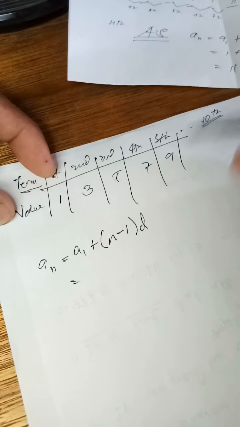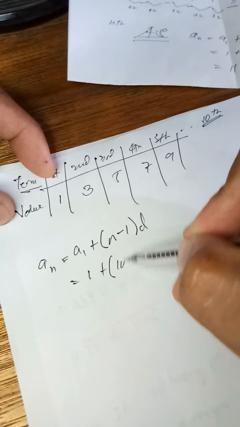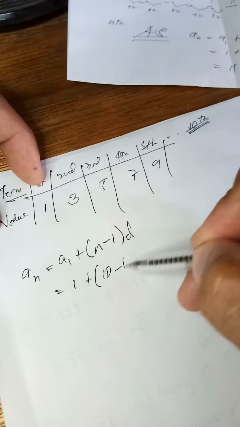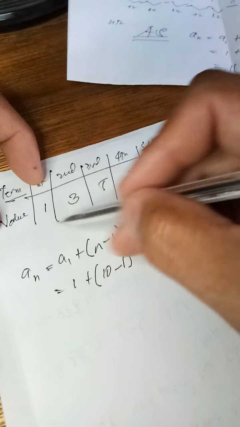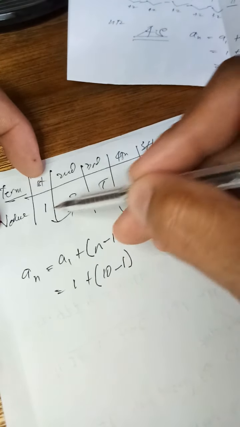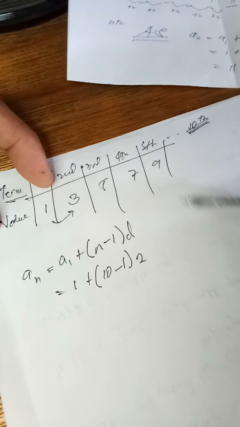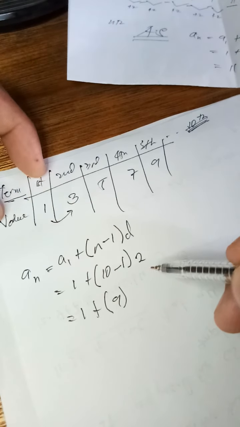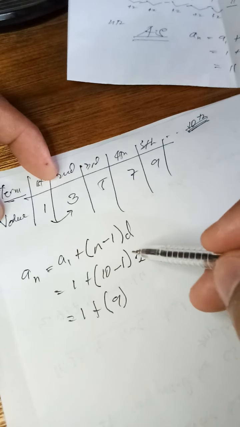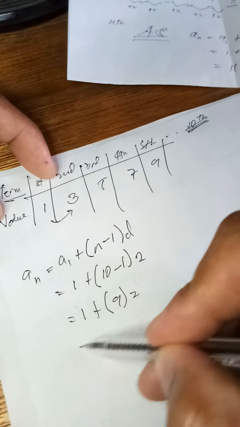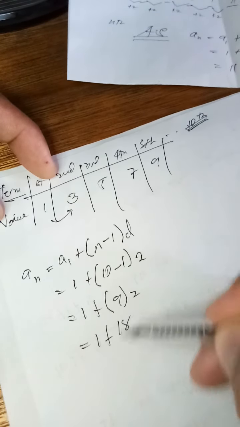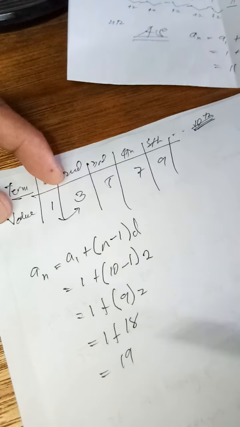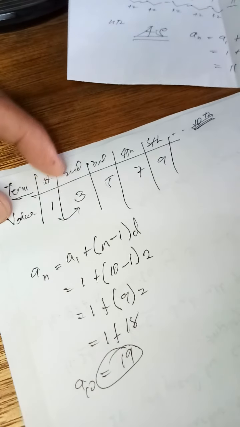So substitute lang natin. A sub 1 is 1 plus ang n natin. 10 po yung hinahanap natin. So, substitute the value of n into 10 minus 1 times the common difference. Take note, common difference is the distance between the numbers. So, the distance here is 2. So, we have 1 plus 10 minus 1, we have 9. And 2. Okay, so we have 1 plus 9 times 2, 18. So, we have 19. Okay? So, the 10th term here is 19.